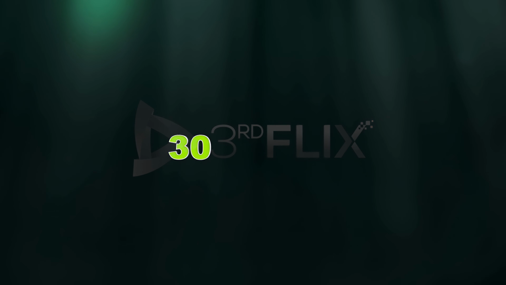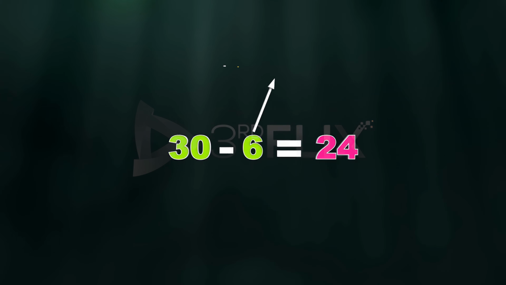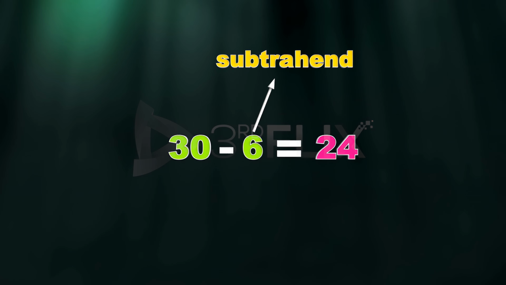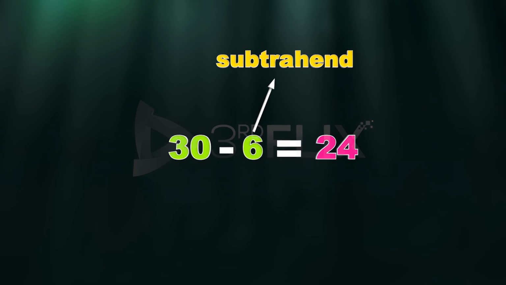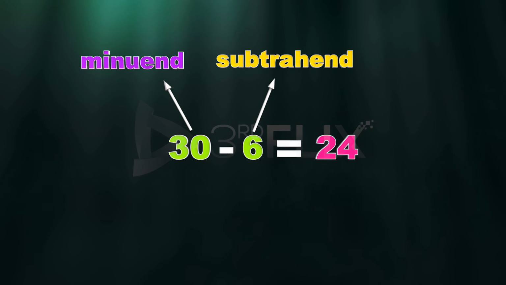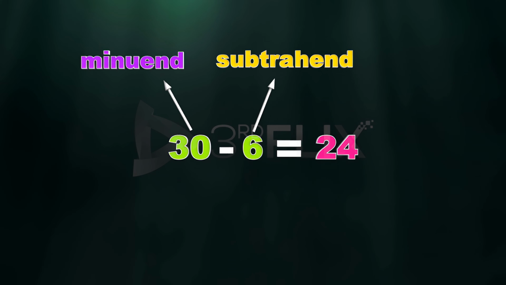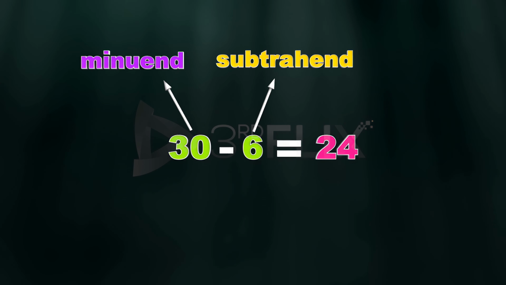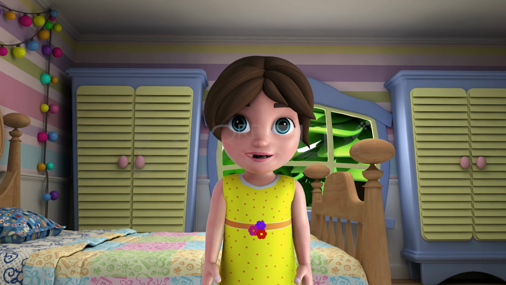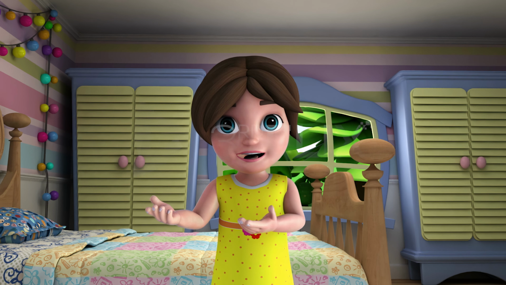The number which is to be subtracted is known as subtrahend. The number from which a number is subtracted is known as minuend. The result of subtraction is known as the difference. Now, to find the number of marbles, let's subtract here.